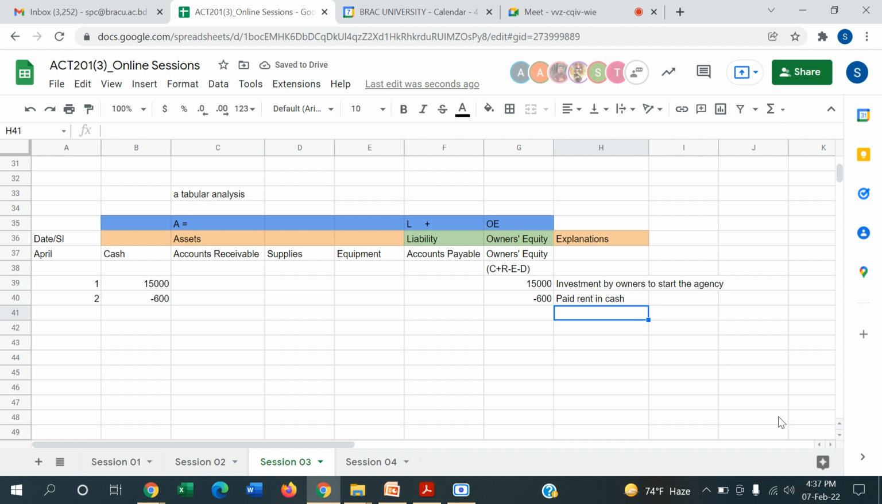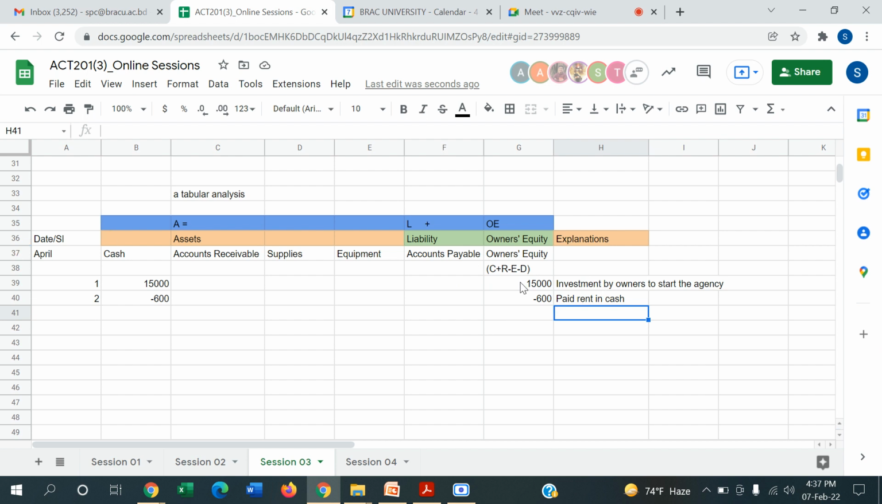So can I use brackets? Yes, you can use plus, minus, or brackets, whatever you like. Both are the same thing. In accounting, if you mention any figure in brackets, it means negative. So you can also report it with brackets.